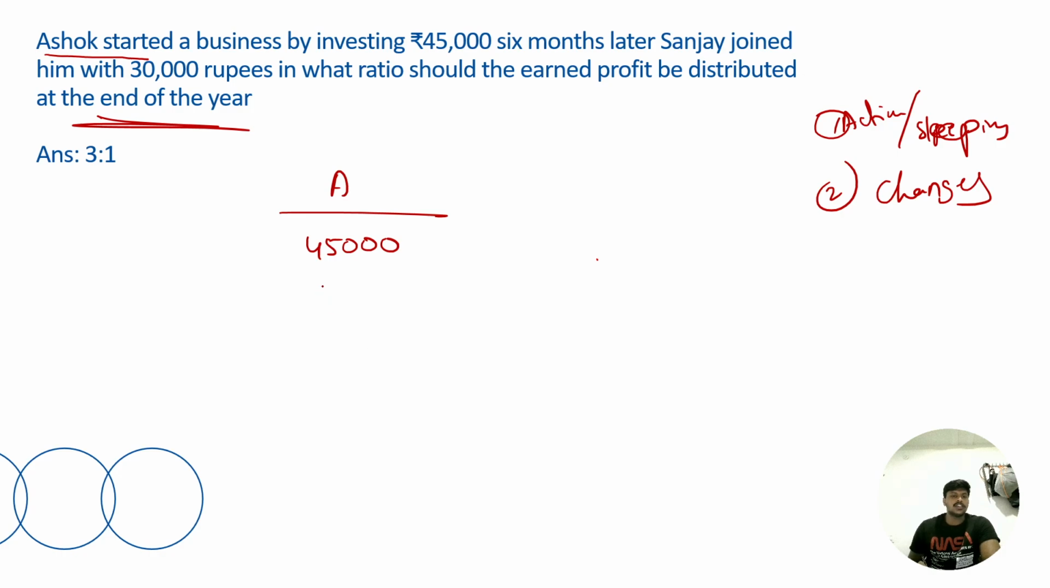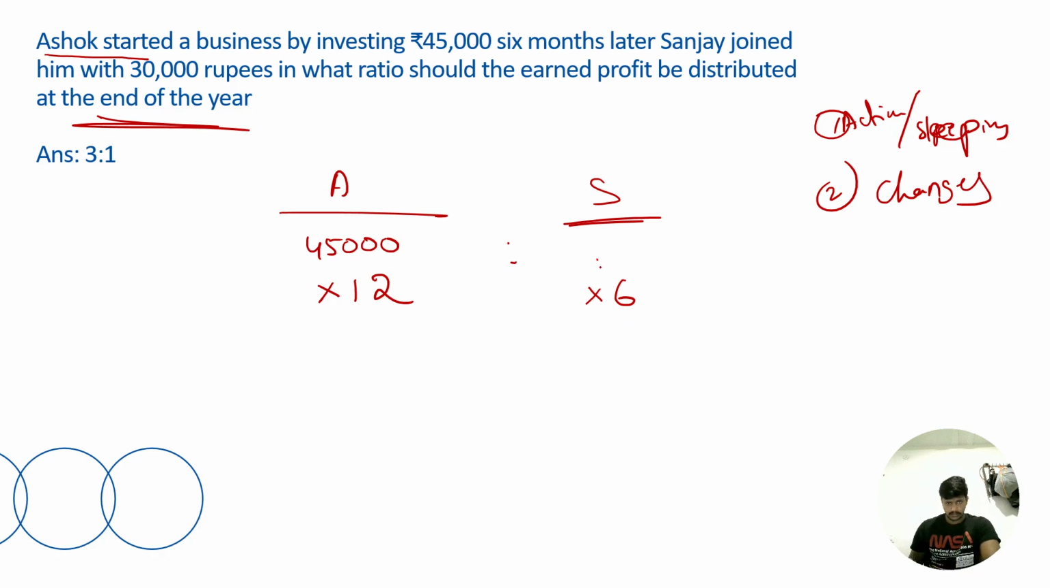So whatever he is investing, that is there in the business for 12 months. Now let's go to the guy Sanjay. Sanjay joined after 6 months. That means the entire business is for a year, and already 6 months are over. So whatever Sanjay is investing is going to be there in the business for only 6 months.